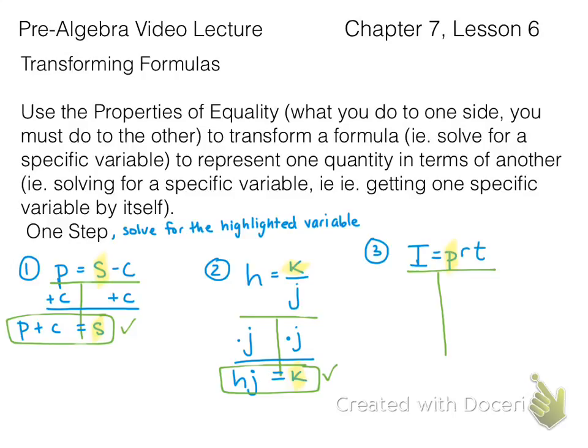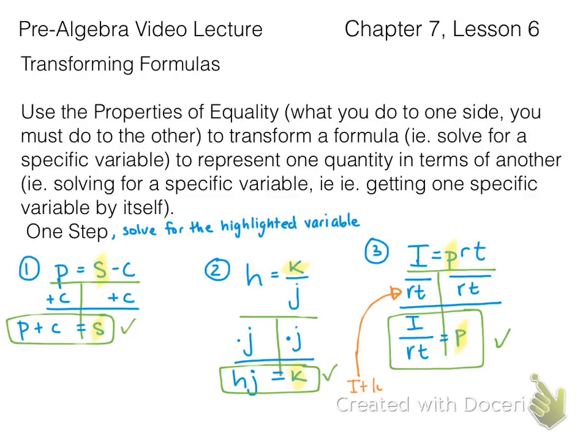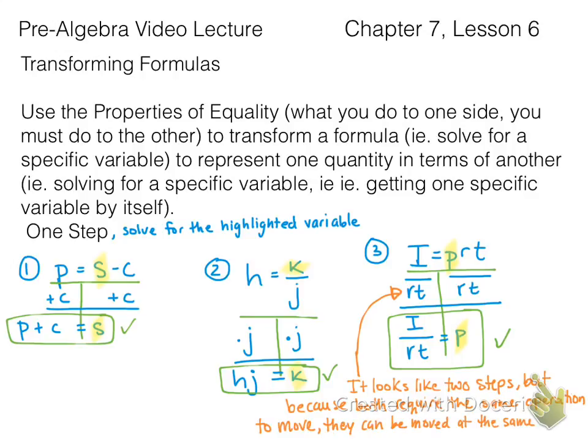Alright, number 3, I equals PRT, and we're actually going to be dealing with this formula a lot in the next lesson because it's the interest formula. So we need to get P by itself. Now this might not look like a one-step equation because we have two variables to move, but since they're both being multiplied, I can divide them at the same time. So I'm going to divide by RT, and I'm going to get I over RT equals P. There you go. And again, it looks like a two-step, but it's really a one-step. Both require the same operation to move, so they can be moved at the same time.